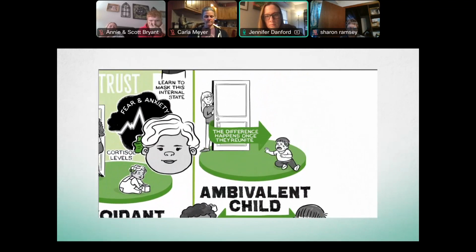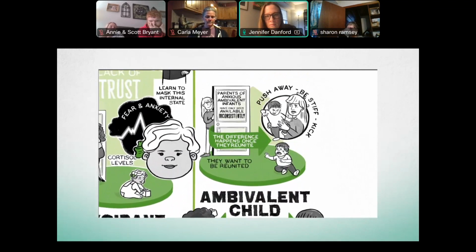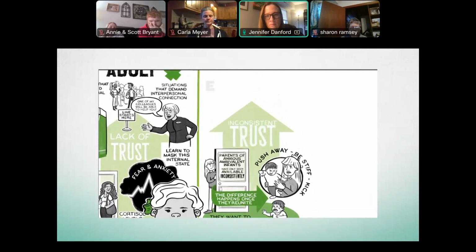An anxious ambivalent baby wants to be reunited, but once they're picked up, they may push away a little bit, or they may be stiff, or they may kick their feet. We know from research that parents of anxious ambivalent infants have only been available inconsistently.